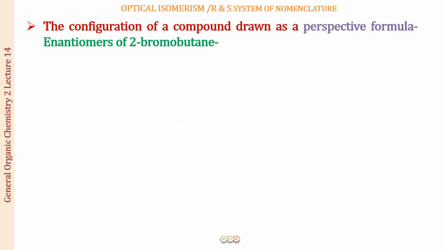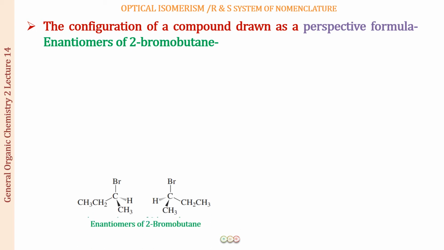So now that you have understood what R configuration and S configuration are, let us do an example. The example we will take is the enantiomers of 2-bromobutane, and I will be drawing the perspective formula for that, that is, the wedge and dash representation. So this is how we are going to represent the two enantiomeric forms of 2-bromobutane.